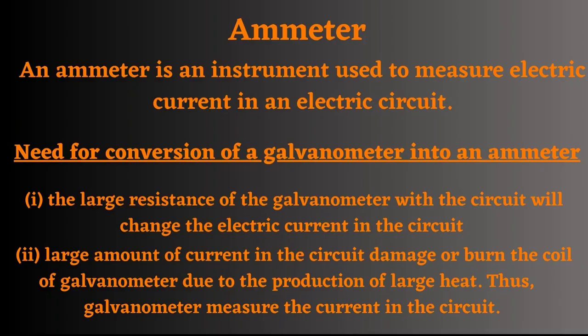If a galvanometer is used to measure the amount of electric current flowing through the circuit, then two things may happen. First of all, the large resistance of the galvanometer in series with the circuit will change the electric current in the circuit. Secondly, a large amount of current in the circuit may damage the coil of the galvanometer, or even lead to burning of the coil due to the production of a large amount of heat. So we conclude that a galvanometer cannot be used to measure the current in the circuit.